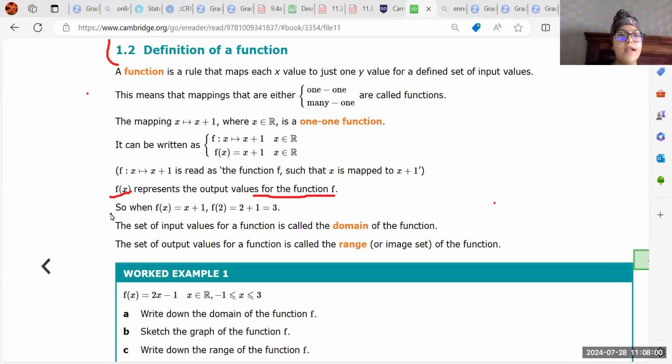Next, f(x) is equal to x plus 1, so f(2) is equal to 2 plus 1, which is 3. The set of input values for a function is called the domain of the function. The set of output values for a function is called the range or image set of the function.